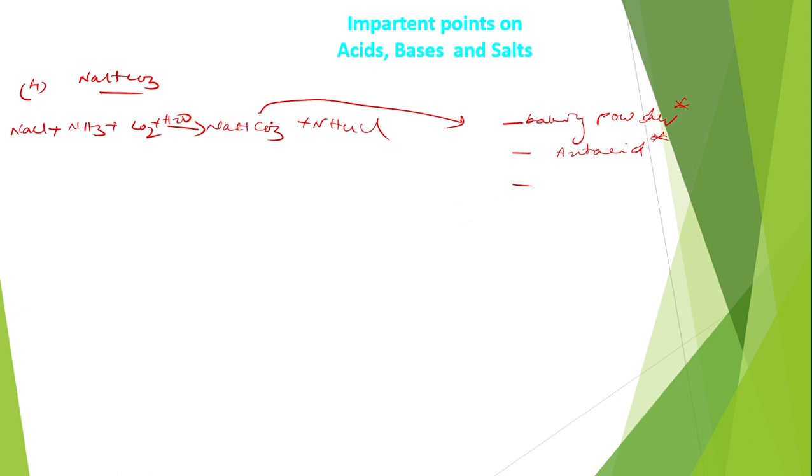See, whenever you observe carbonate, you can mention that it is a fire extinguisher. So why fire extinguisher? Because it eliminates carbon dioxide. Okay, so this carbon dioxide is responsible for fire extinguishing.